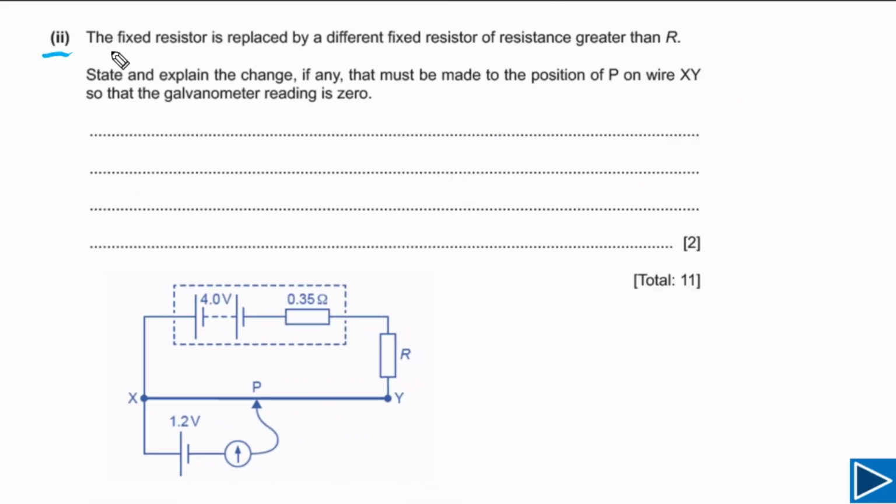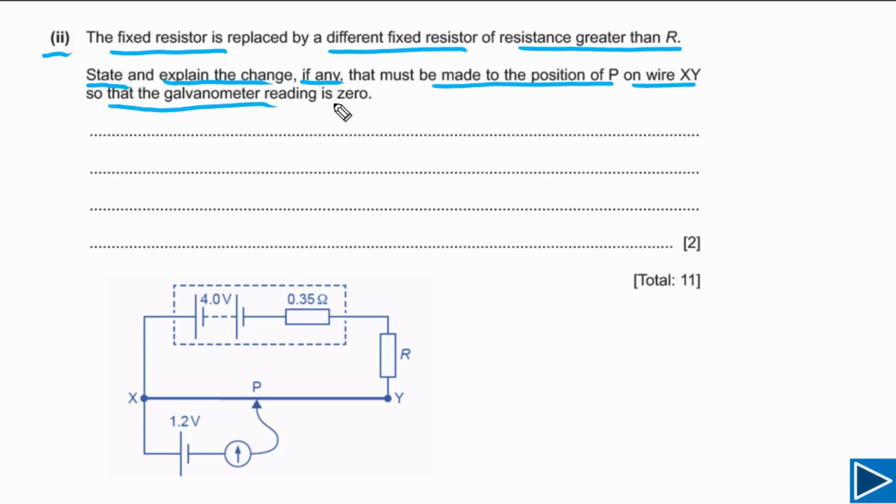For the second part, it is given to us that the fixed resistor is replaced by a different fixed resistor of resistance greater than capital R. We need to state and explain the change, if any, that must be made to the position of P on wire XY so that the galvanometer reading is again 0. We can divide this question into two parts.